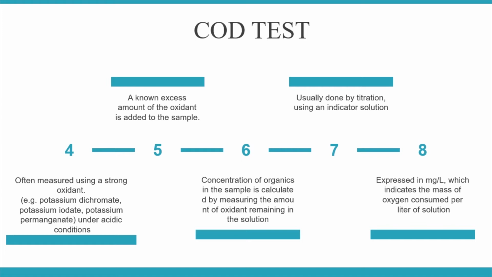A known excess amount of the oxidant is added to the sample. Once oxidation is complete, the concentration of organics in the sample is calculated by measuring the amount of oxidant remaining in the solution. This is usually done by titration using an indicator solution. COD is expressed in milligrams per liter, which indicates the mass of oxygen consumed per liter of solution.